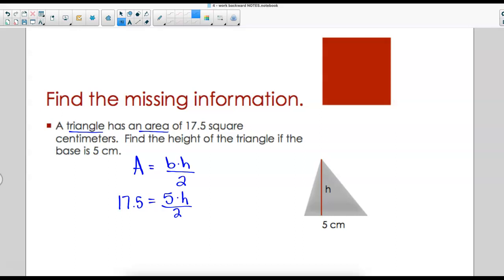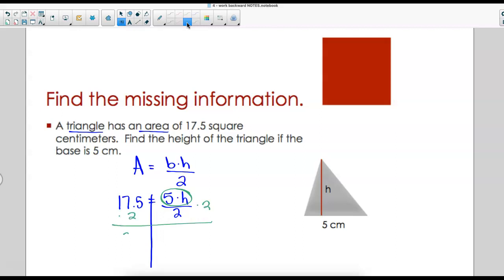So I started with my formula and substituted numbers in. Now I can solve it. The variable has a best friend. Which ones are best friends? The 5 and the h, so they need to stay together. I need to get rid of the 2. How do I get rid of the 2, Emily? Times by 2 on each side.